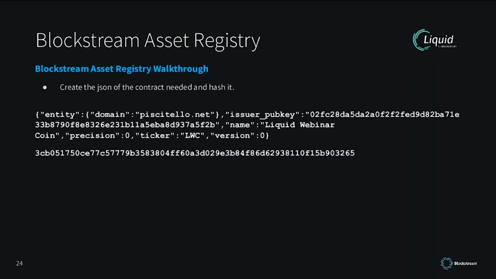So the first thing is we had to create the contract hash, and in this case, I needed an entity. I'm using my own domain, Piscitello.net. Don't worry, there's nothing interesting there except for this file. We have a pub key, which is a key that I created that I can use to sign a message to prove that I was actually the one submitting this. I give a name. I called it Liquid Webinar Coin. It has a precision of 0. It has a ticker of LWC and this version field. And that returns back a hash. So I hash it, I get this 3CB, and that actually is visible in my asset.